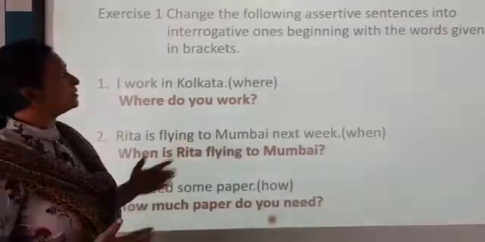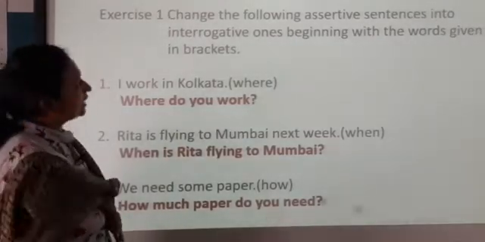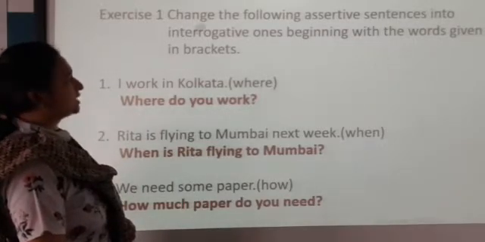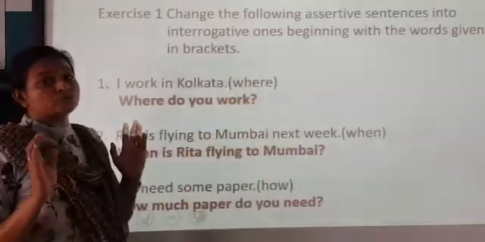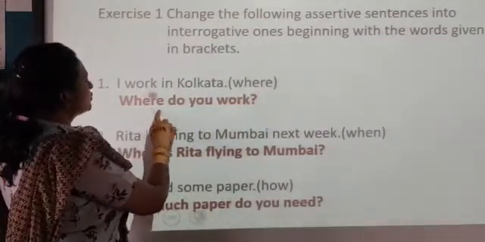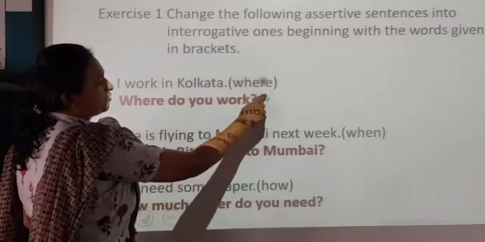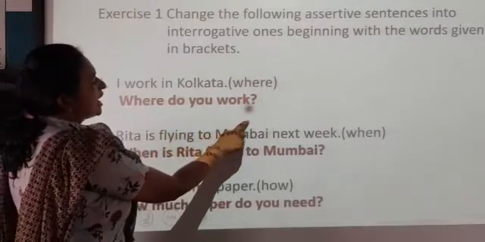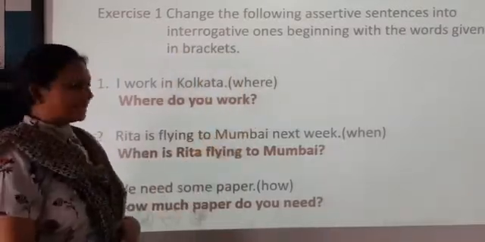Now based on this, we'll be doing the first exercise of this chapter. Change the following assertive sentences into interrogative ones, beginning with the words given in the brackets. Since they have already provided the brackets, you have to stick to that. You cannot change. So here it is, where do you work? First sentence, they have given which word here? Where. So how will I make this question? Where do you work? And since it is interrogative, you have to put a question mark at the end.